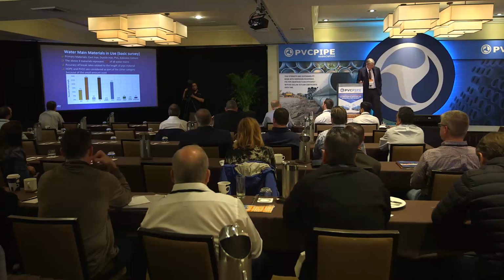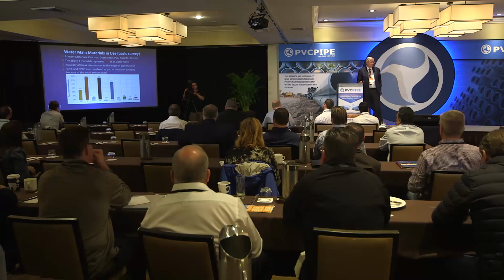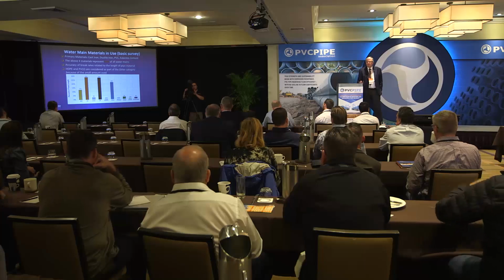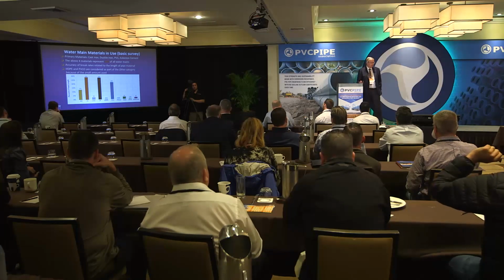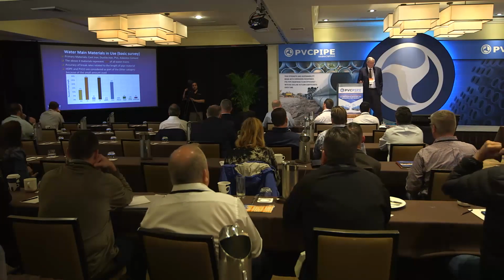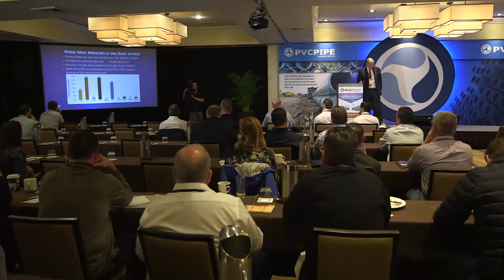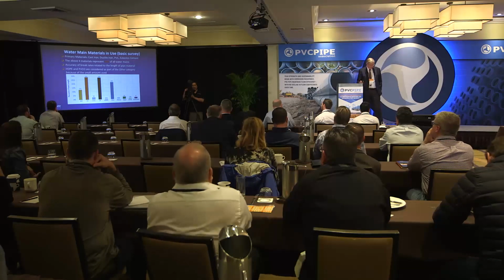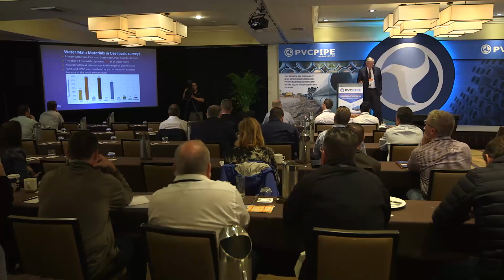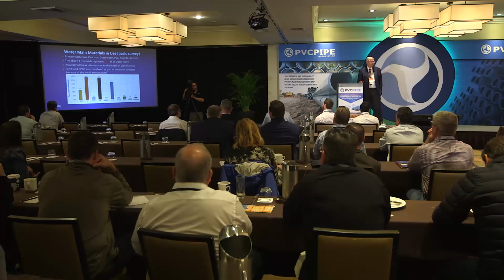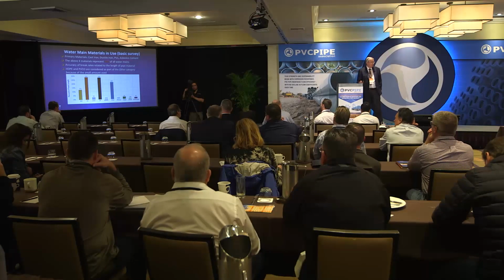You've got steel and cast iron coming in each with about 3% of the installed length. Of course, there's lots of steel and cast iron on the large transmission lines, but overall it doesn't add up to many miles of pipe. And then HDPE and PVCO are very, very small contributors.